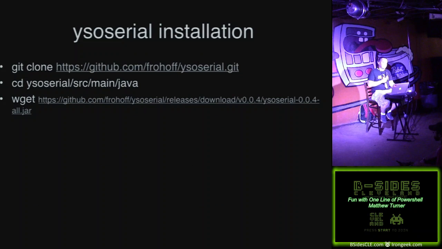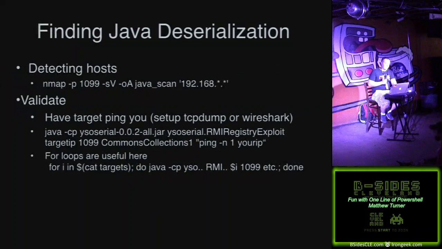So to install it, you just do a git clone, cd to WhySoSerial source main Java, because the way that you use the command, you actually have to browse to a certain class. It's kind of funky. And do a wget of his latest jar. So to find, there are default ports that tend to be vulnerable, 1099 being one of them. It's worth looking into other ports because there are a ton of apps that will listen on different ports that are vulnerable.